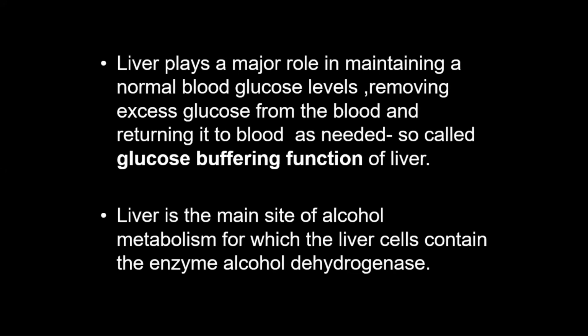from the pancreas, insulin is produced. This insulin will cause increased uptake of glucose from blood into the cells, and the liver will do that. It will convert extra glucose into glycogen. So it will function as the glucose buffering function of the liver.